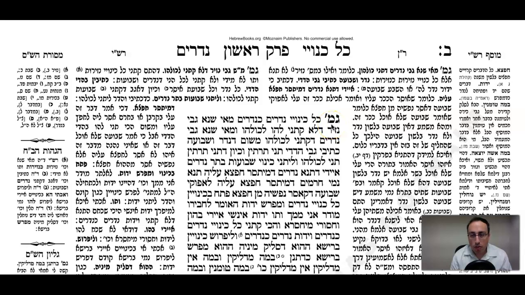We continue now at the top of Daf Beis in Mesechet Nedarim. This is Nedarim Daf Tube. The Gemara says, Kol kinuye Nedarim k'Nedarim. It says all substitute languages of Nedarim are the same as Nedarim.